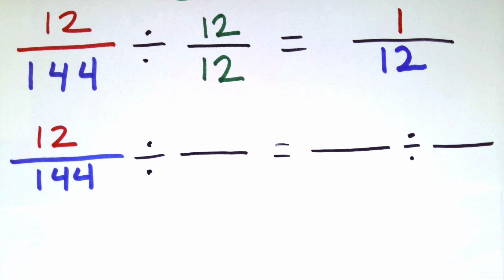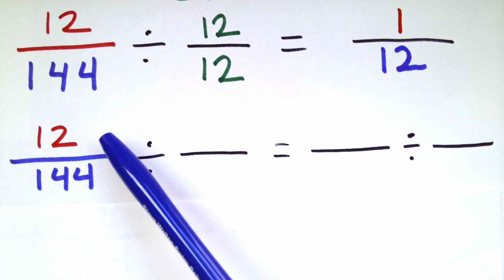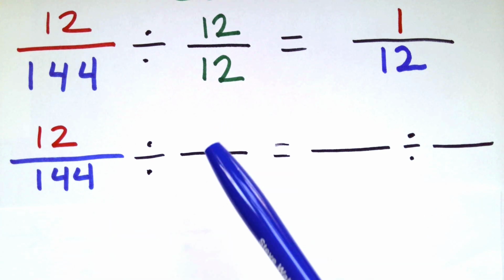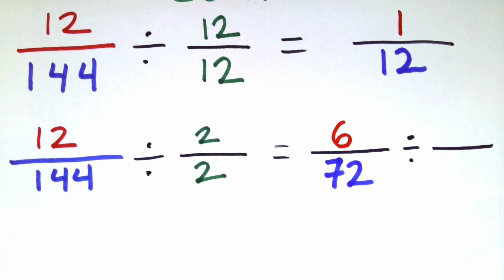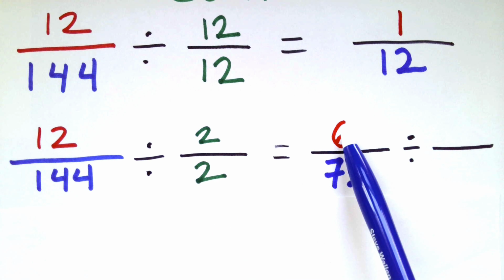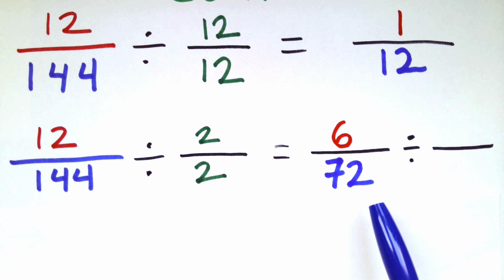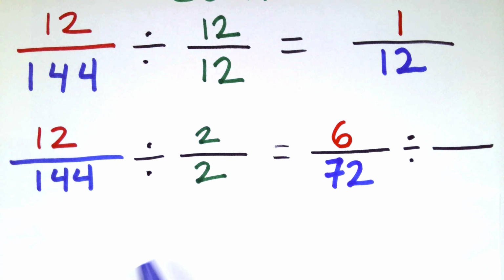Okay, so looking at 12 over 144. 12 is an even number. 144 is an even number. Both numbers can be divided by 2 evenly, so that's what I'm going to do. I'm going to divide 2 into the top, and I'm going to divide 2 into the bottom of that fraction. As you can see here, 12 divided by 2 is 6, and 144 divided by 2 is 72. Now, a quick way to check your answer is you can say 2 times 6 is 12, and 2 times 72, or 72 plus 72, is 144.